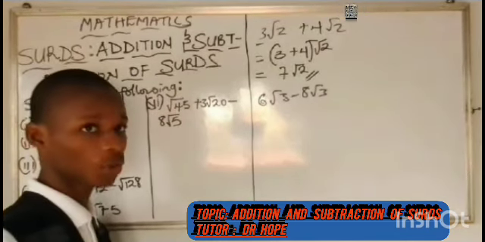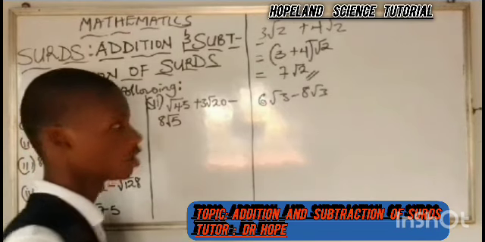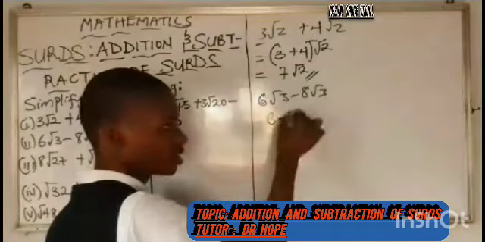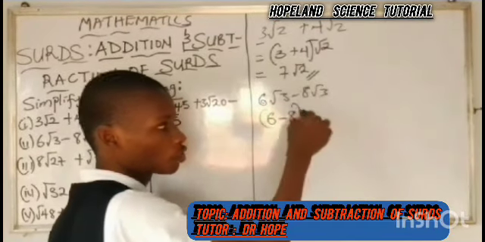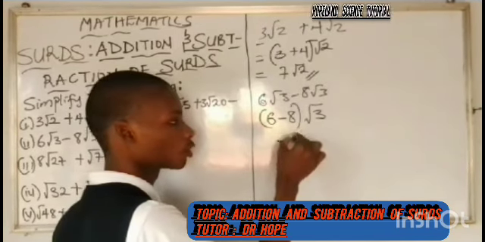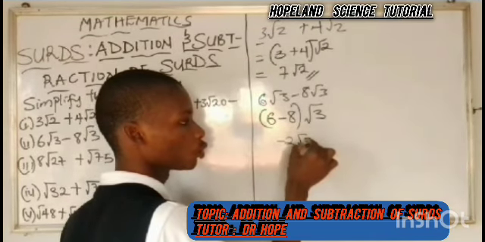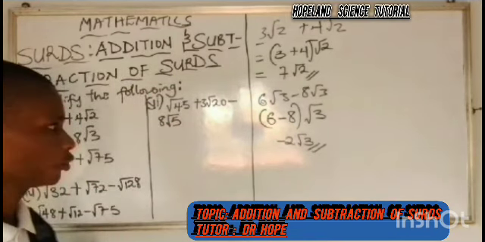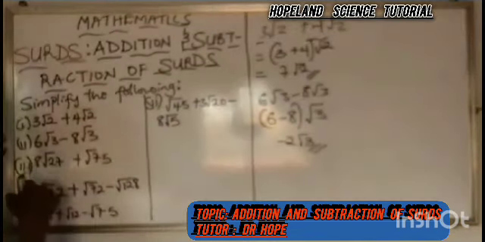Right? So now let's go. Remember, we have to subtract or add, and you do that using the coefficient. So we are going to do 6 minus 8, close the bracket, and pick one of the surds, root 3. 6 minus 8 is equal to minus 2 root 3. That's your answer. Are we together?